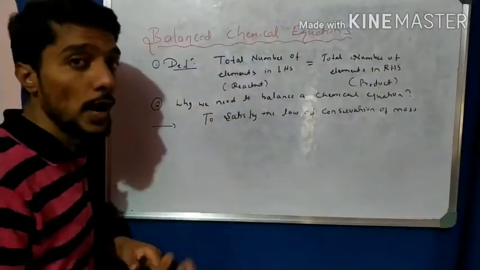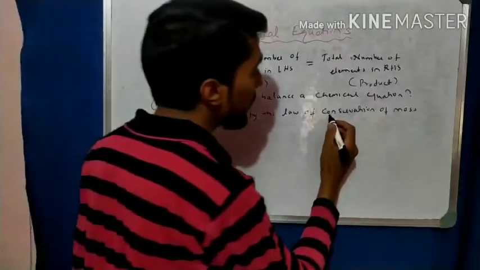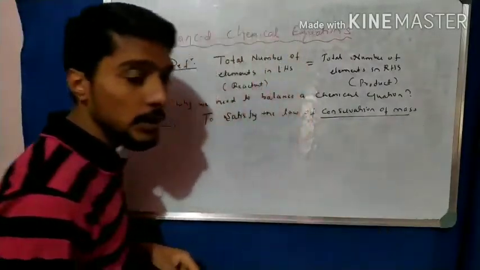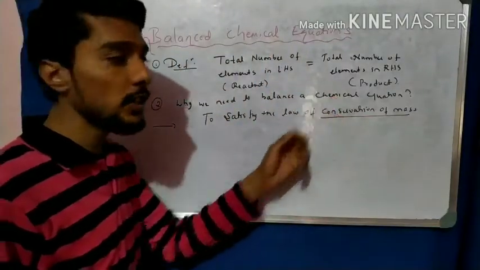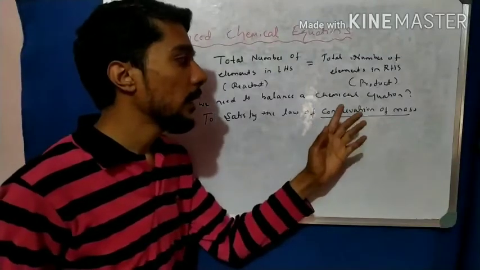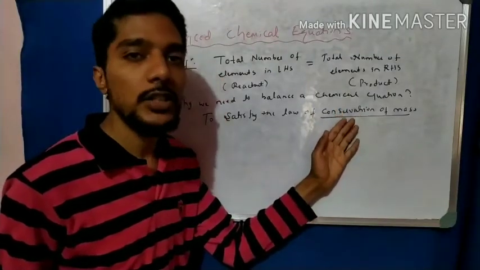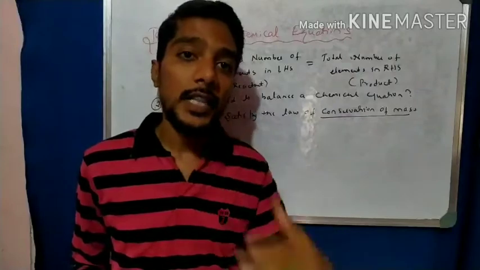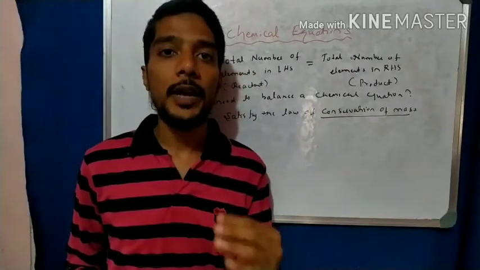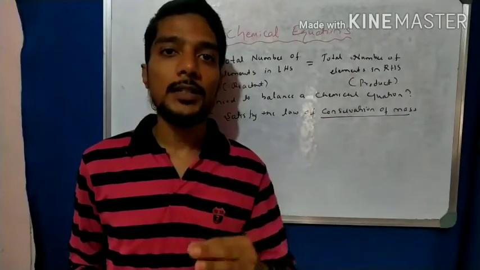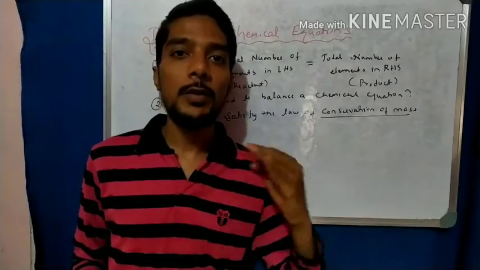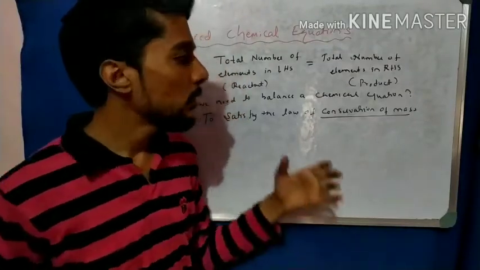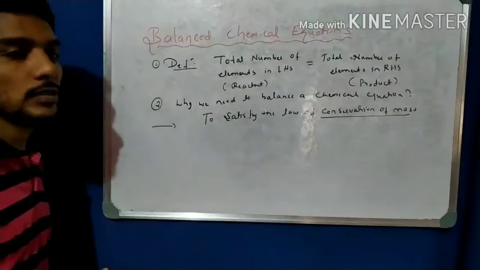Okay, so next one is why we balance. To satisfy the law of conservation of mass, we have to balance the chemical equation. So what is the statement? The law of conservation of mass states that mass can neither be created nor be destroyed in a chemical reaction, but the mass on the LHS must be equal to the mass on the RHS. So that is the statement of the law of conservation of mass.